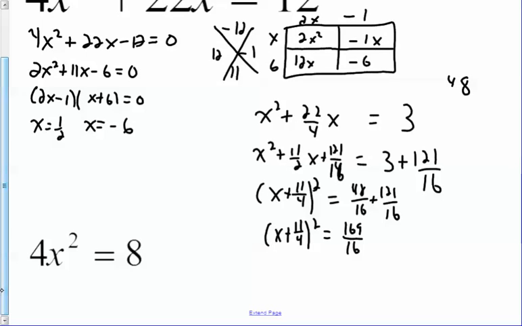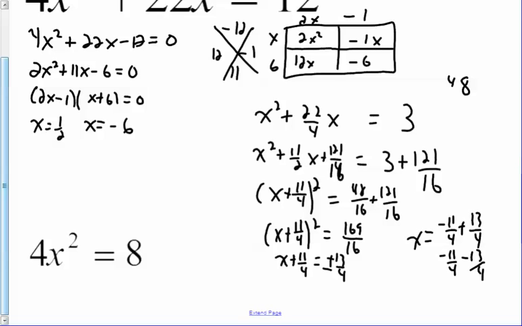Okay. Now with this, how do you undo something squared? You square root it. So this side is x plus 11 over 4 equals plus and minus 169. What's the square root of 169? Isn't that 13? Plus or minus 13 over 4. So if I subtract 11 over 4 here, I get x equals negative 11 over 4 plus 13 over 4 and negative 11 over 4 minus 13 over 4.